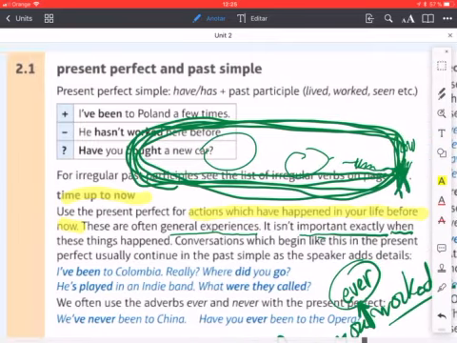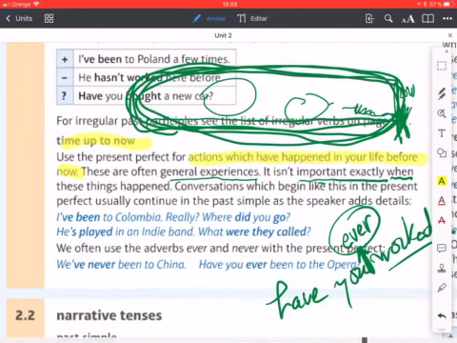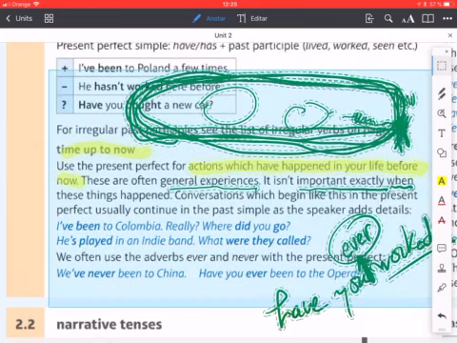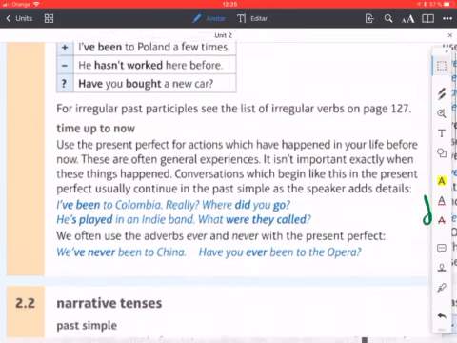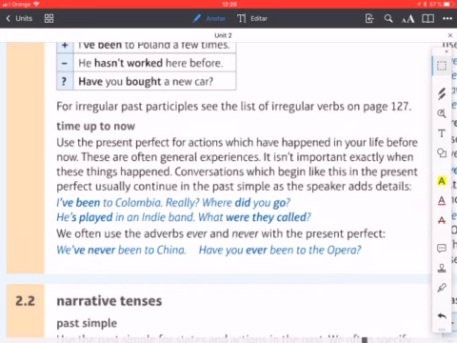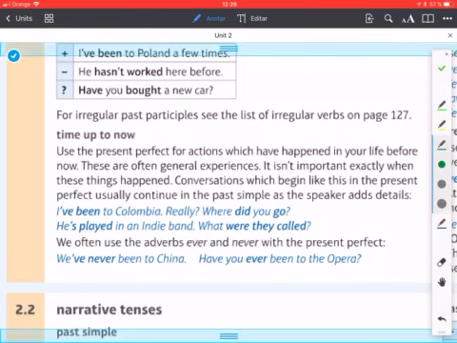Okay. Let's move on a little bit. Let's clear all the marking that we've done so far. Okay, it isn't important when, we said, and they continue saying what? Conversations here which begin like this in the present perfect usually continue in the past simple as the speaker adds details. Okay, so very, very usual conversation. I've been to Colombia. Really? And now, where did you go? He's played in an indie band.